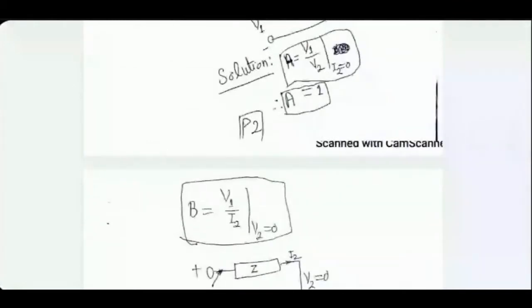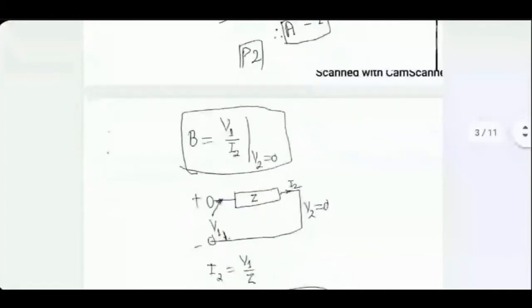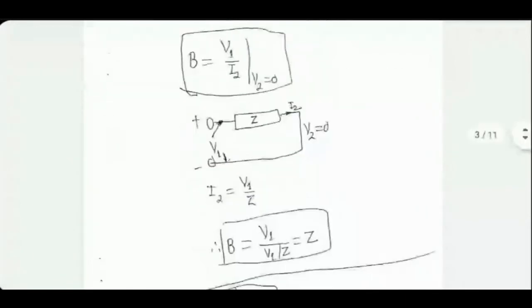B is defined as V1 upon I2 when V2 is 0. So to make V2 equal to 0, you put a short circuit in the output. And then to figure out V1 divided by I2, obviously, the answer is Z.